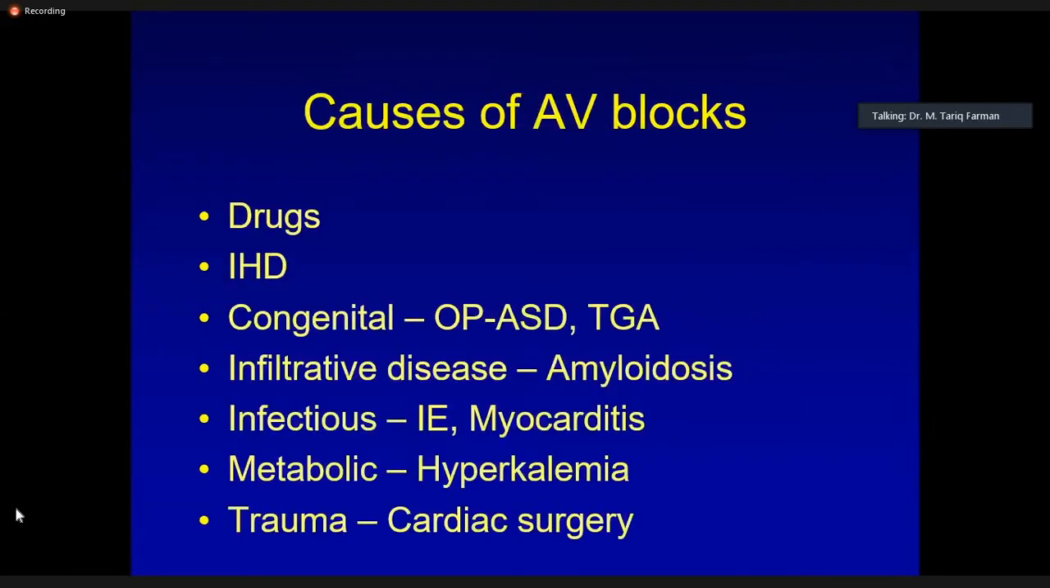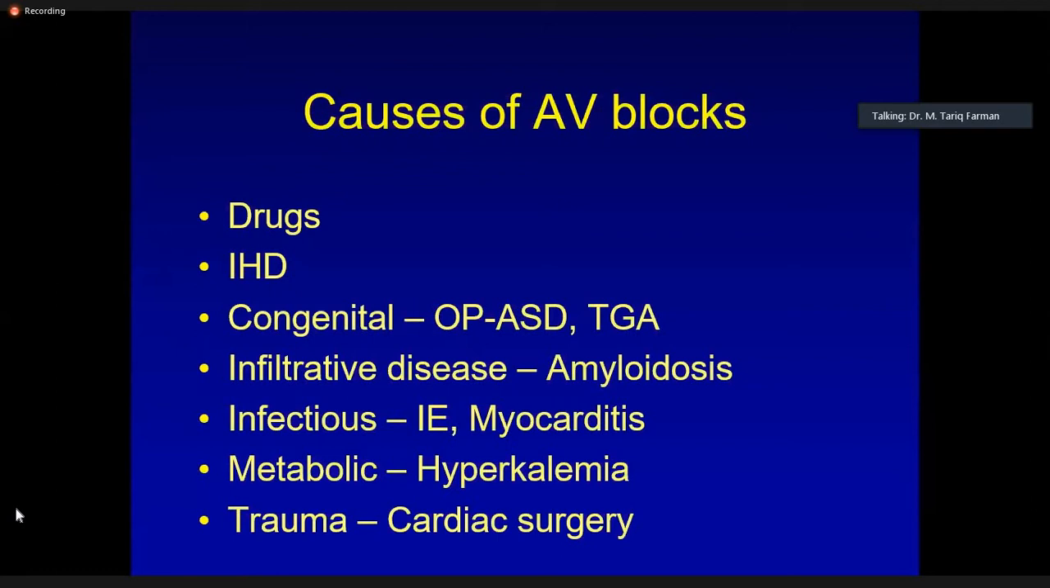What could be the causes of AV blocks? It may be due to some drugs like beta blockers, calcium channel blockers, digoxin. So it's called drug-induced bradycardia or drug-induced AV block. Similarly, ischemic heart disease, inferior wall MI is commonly associated with AV nodal blocks. Congenital conditions like ostium primum ASD and transposition of great vessels are also commonly associated with AV nodal blocks.